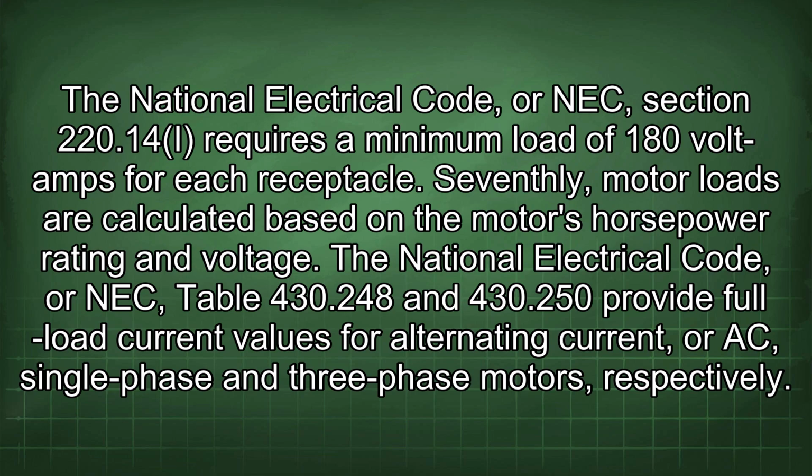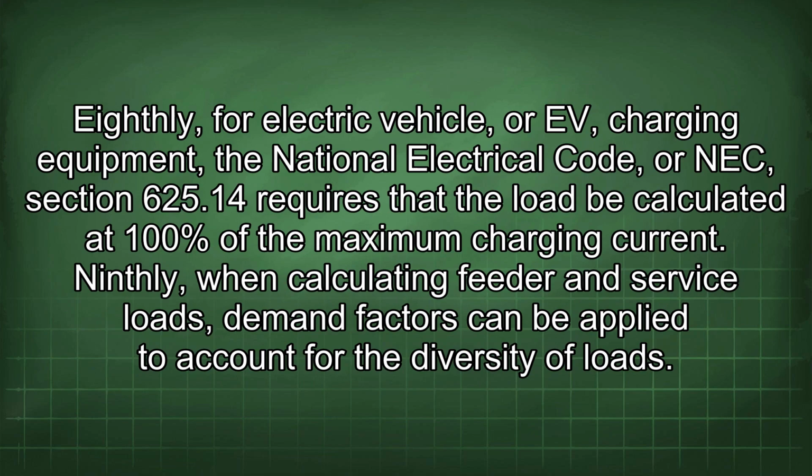The National Electrical Code, or NEC, Table 430.248 and 430.250 provide full load current values for alternating current, or AC, single-phase and three-phase motors, respectively. Eighthly, for electric vehicle, or EV, charging equipment, the National Electrical Code, or NEC, Section 625.14 requires that the load be calculated at 100% of the maximum charging current.